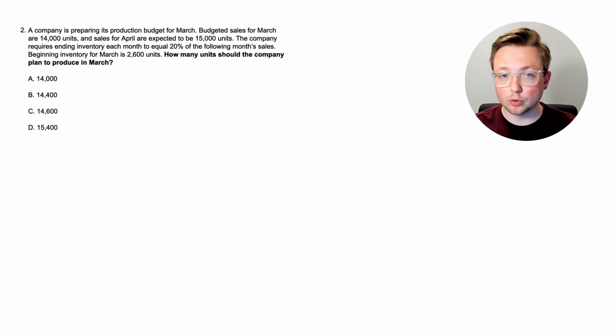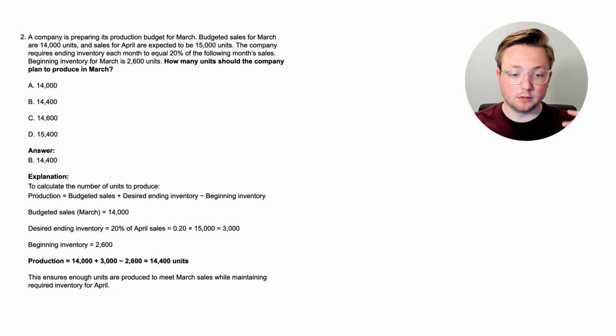All right, here we are. The answer is B, 14,400 units is how much they need to produce in March. So let's go through this. To calculate the number of units to produce, you take the budgeted sales plus the desired ending inventory less the beginning inventory, or you could even flip that. Sometimes I do that in my head: budgeted sales less the beginning inventory plus the desired ending inventory. Either way, it's exactly the same.